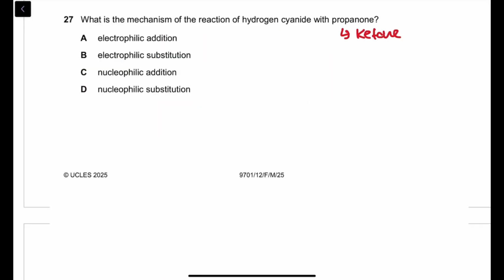Question number 27. What is the mechanism of the reaction of hydrogen cyanide with propanone? Propanone is a ketone, and ketones undergo a nucleophilic addition reaction, so the answer must be C.